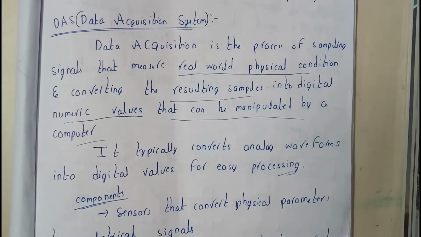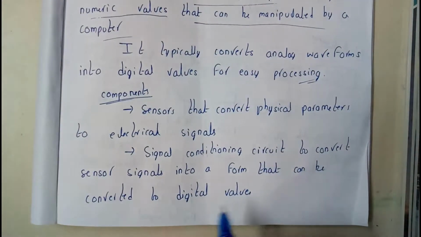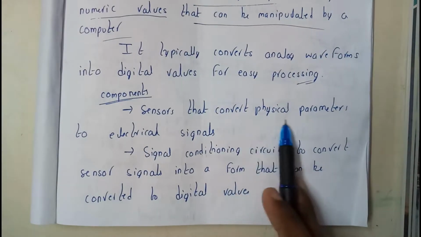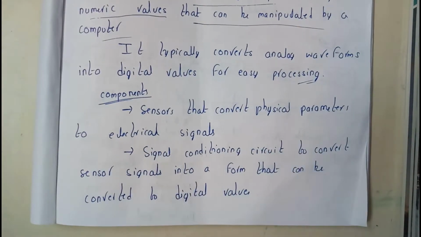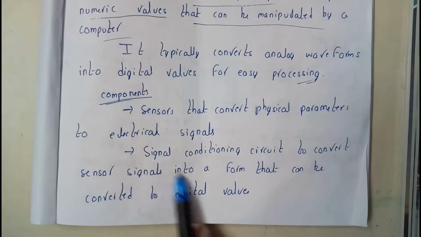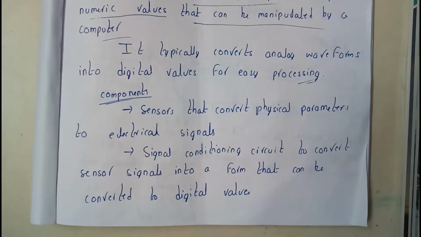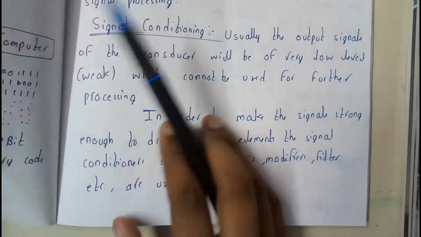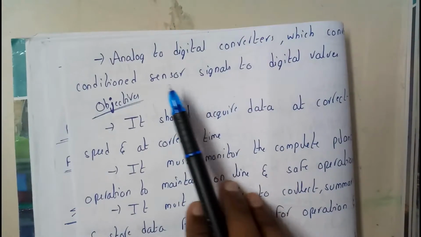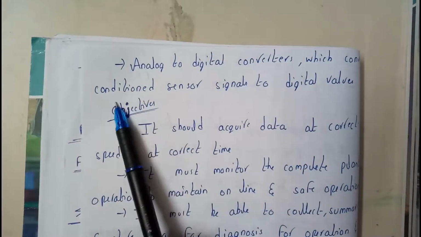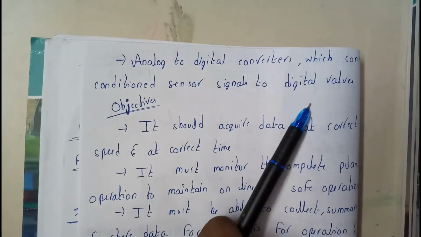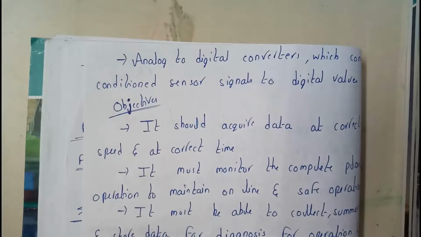The main components are as follows. We need sensors to convert the physical parameters into electrical signals, and we need signal conditioning circuits to condition these sensor signals so that they can be converted into digital values the computer can understand. There is one more component: analog to digital converters, which convert the conditioned sensor signal to digital values. I hope everyone got a small idea on the components.